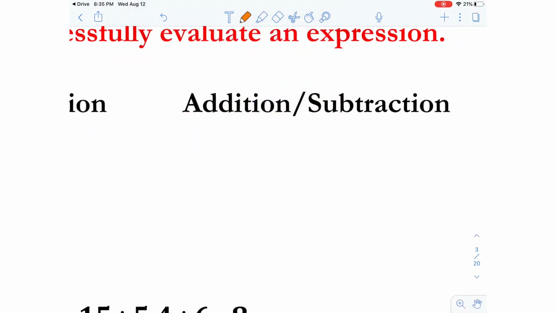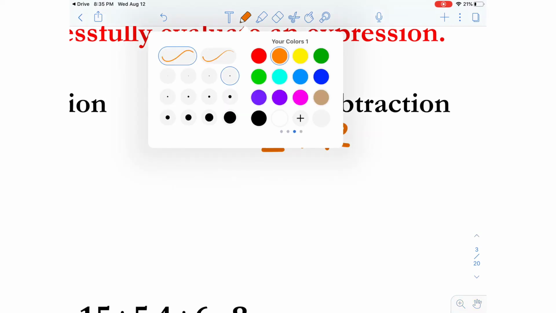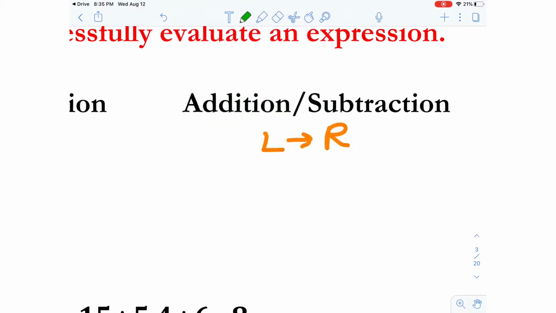Same story for addition and subtraction. Subtraction is addition. That's why the order doesn't matter. We can swap it. We can do subtraction before addition. We just got to go left to right. So what do I mean? How is subtraction the same as addition? Okay, well, 10 minus 2 is 8, right?